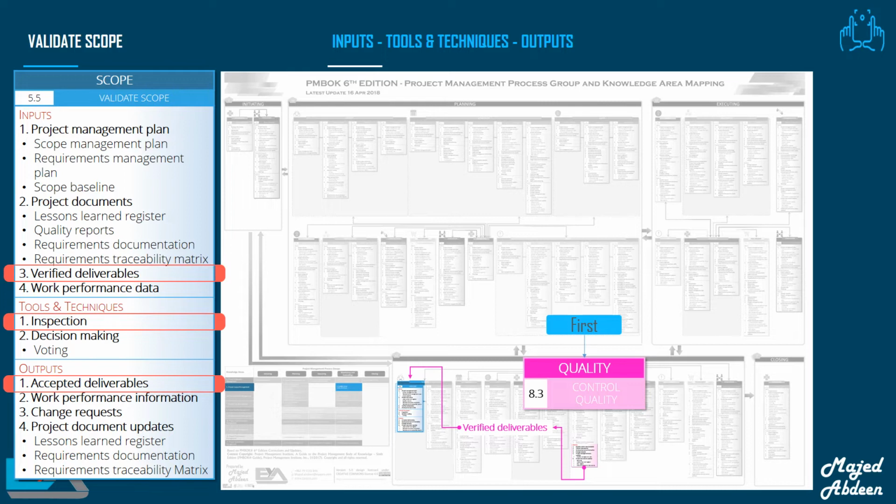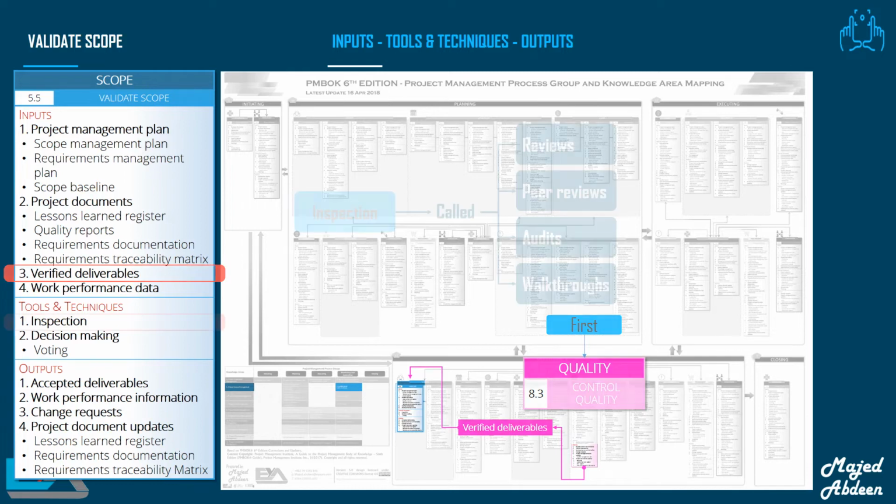He assigned workers to do the work. After a few weeks, he goes to the work location to check, verify, and inspect if the workers completed the pool based on your requirements. That means he is in the control quality process, and the output of this is verified deliverables.